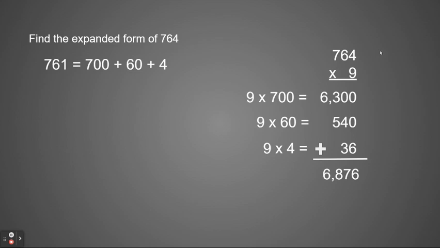So again, when we're multiplying using partial products, we're going to start with finding the expanded form of our multi-digit number. Then we're going to distribute our one factor through each place value, each addend, and finally add our products together to get our total.